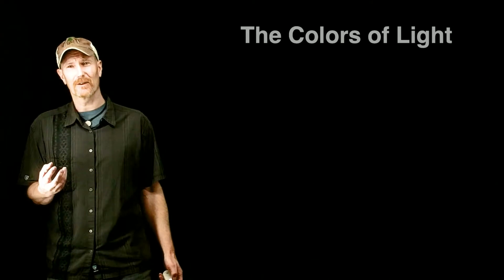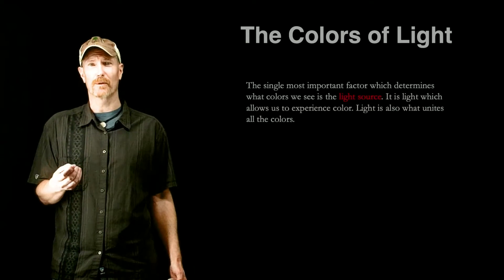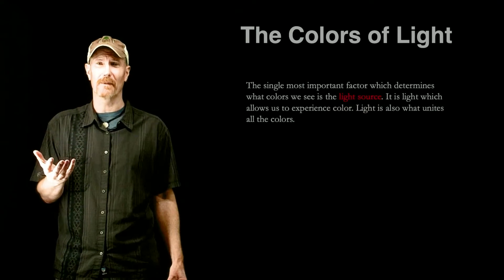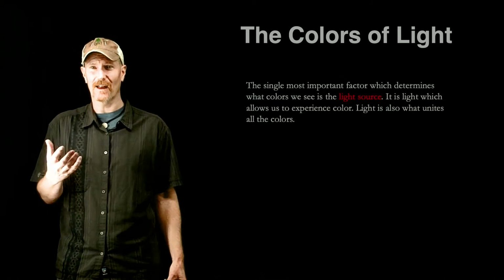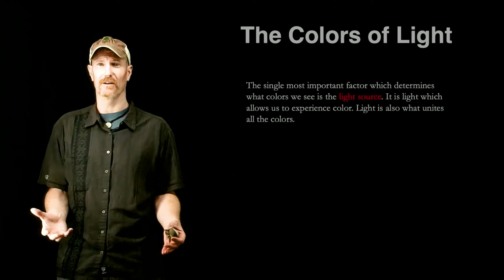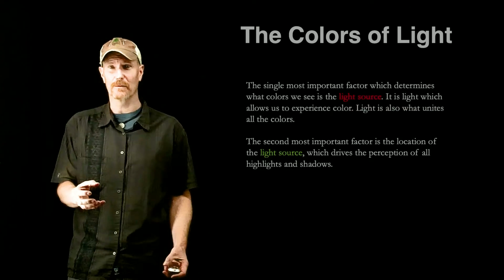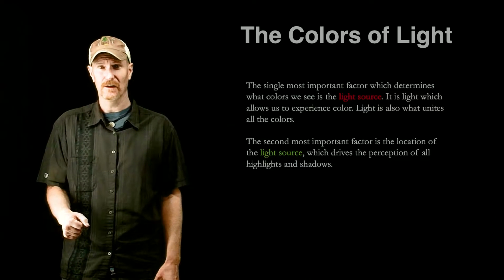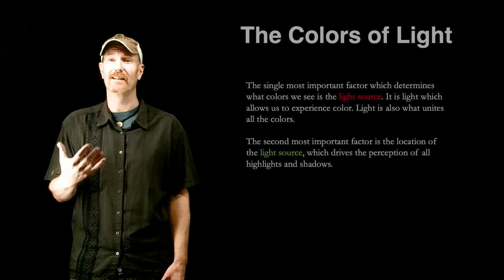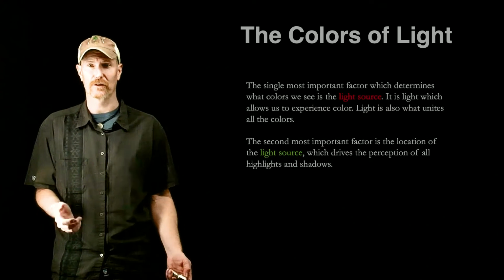So, the colors of light are super important when we're thinking about depicting relief. The single most important factor when we're trying to figure out what colors should be shown on our maps is what the light source is. It is light which allows us to experience color, as we talked about before, and light that unites all of the colors. The color literally comes from the light, but light can be different. The second most important thing is the location of the light source. This drives the perception of all the highlights and shadows in the image, and this is what gives it a depth that brings it into a 3D reality, even though we're painting on a flat surface.